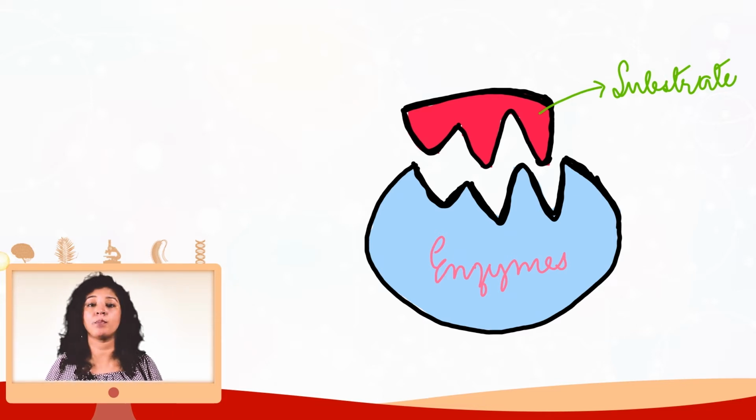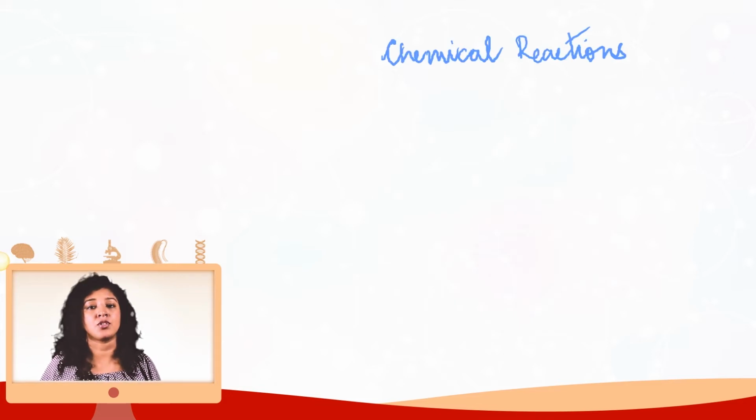Enzymes, as you know, are biological catalysts, which means they speed up chemical reactions that occur inside our body and also in other living systems. But how do they do that? We'll come to that very soon. First, let's talk about chemical reactions.